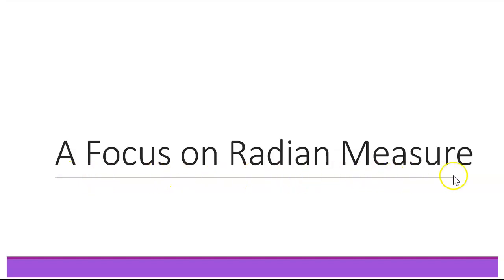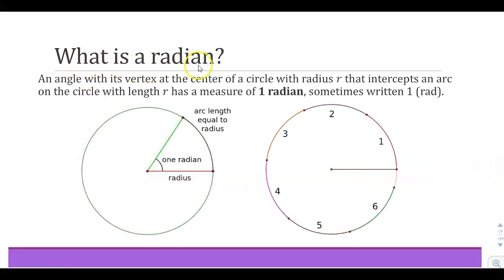A focus on radian measure. What is a radian? An angle with its vertex at the center of a circle with radius r that intercepts an arc on the circle with length r has a measure of 1 radian, sometimes written as 1 rad.